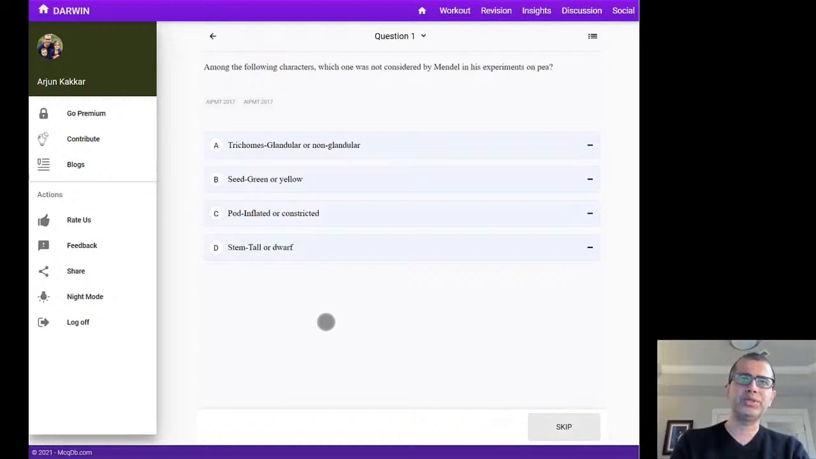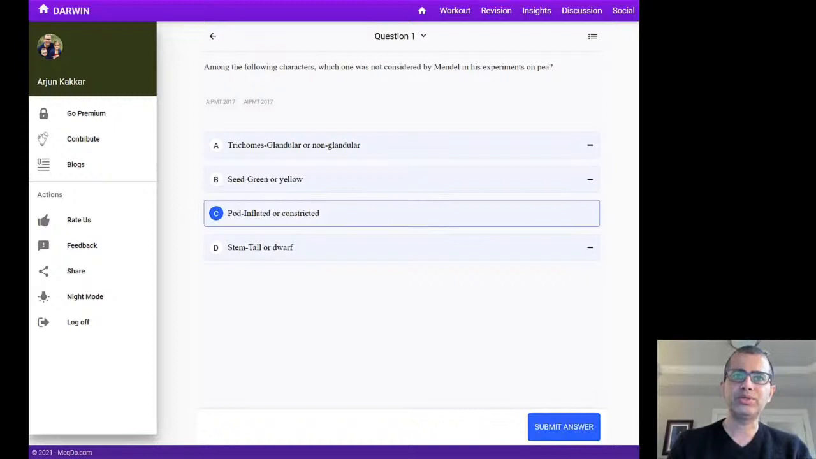This question is, among the following characteristics, by the way, I'm doing these examples on principles of inheritance because I understand it somewhat. It's been so many decades since I studied biology, but this was one of my favorite topics. Which one was not considered by Mendel in his experiments on pea? I kind of know the answer, but say I choose pod inflated or constricted, and I submit the answer. I got that wrong. I know seed green or yellow is very obviously correct. Tall and dwarf is the biggest example that I always give. Actually, pod inflated or constricted was also considered by him.